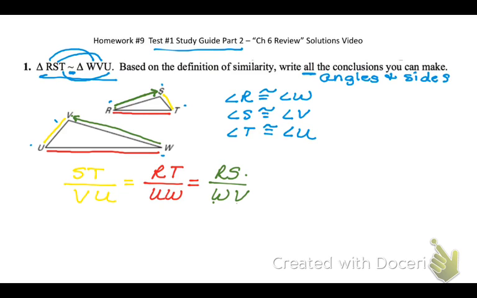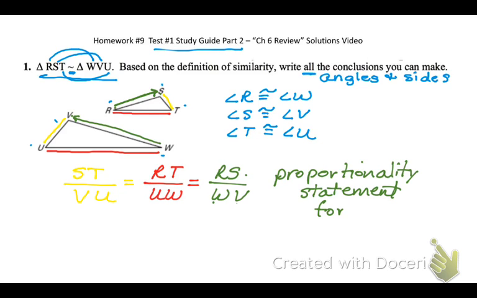Okay. So we've written our proportionality statement for the sides. And we've written the congruences of the angles. So that's it. That's all we can do. And those are all the conclusions that you can make.